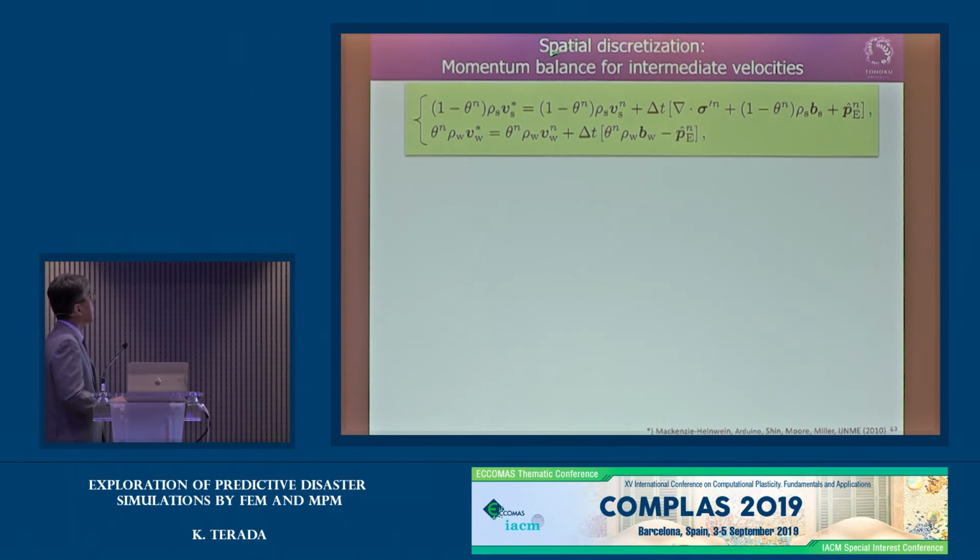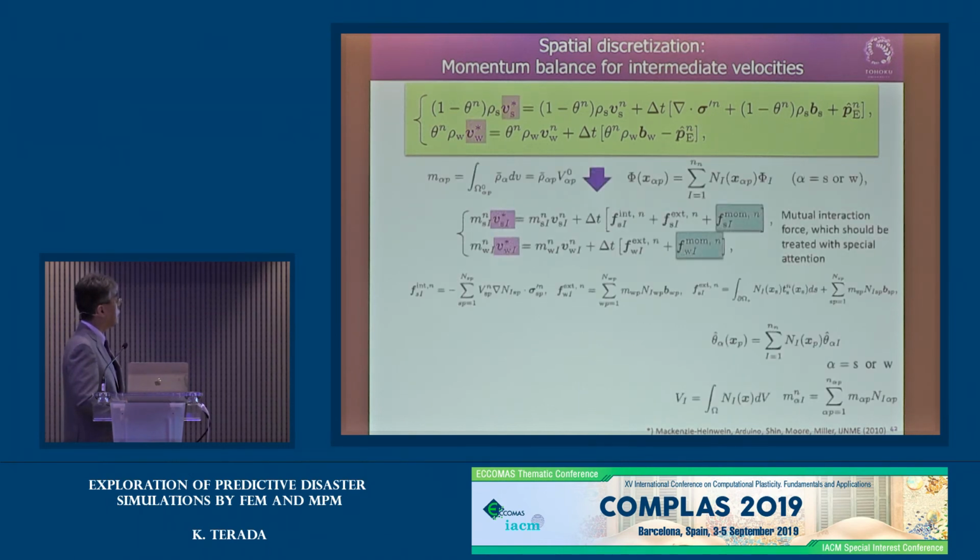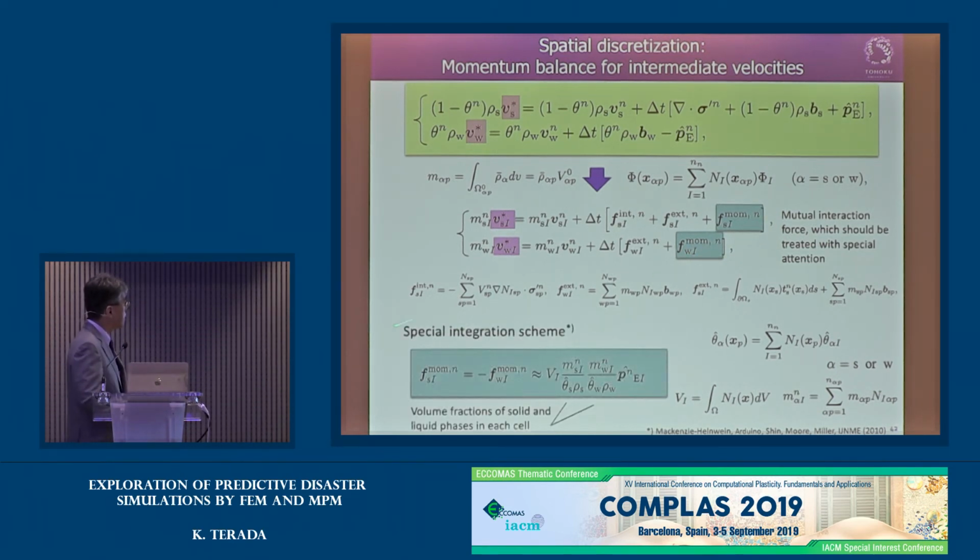But for the spatial discretization of the momentum balance for the intermediate velocity, we have to deal with this term with special attention, because we have the mutual interaction form here. To evaluate this term, we applied a special integration scheme here, like this, in consideration of the volume fraction of each solid and liquid phase in a cell. This volume fraction can be evaluated by this formula here.